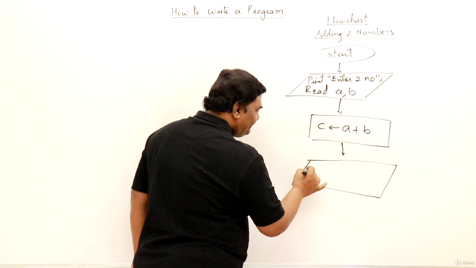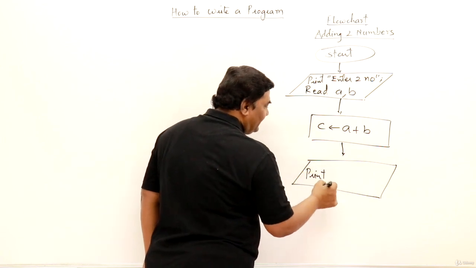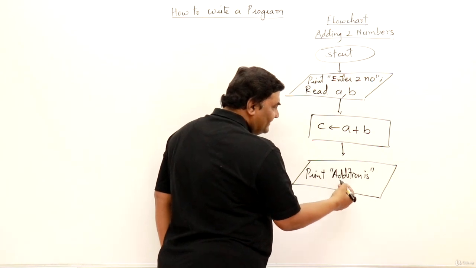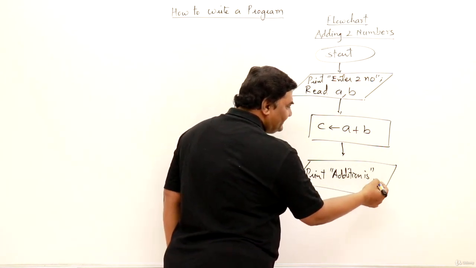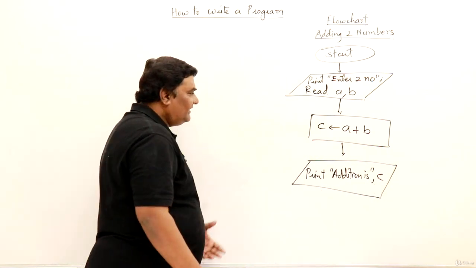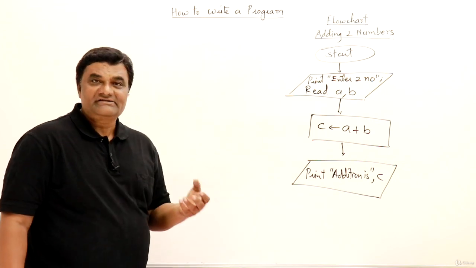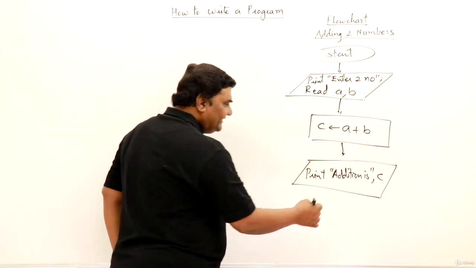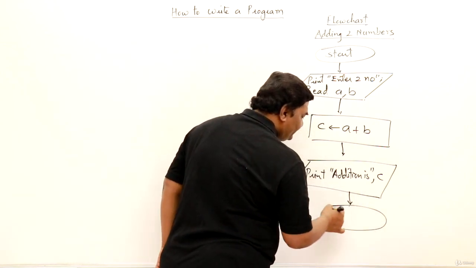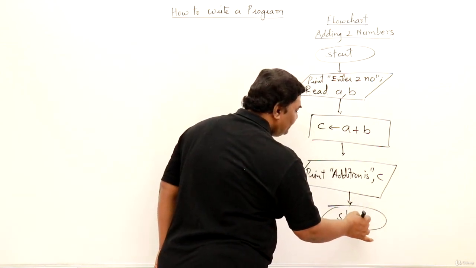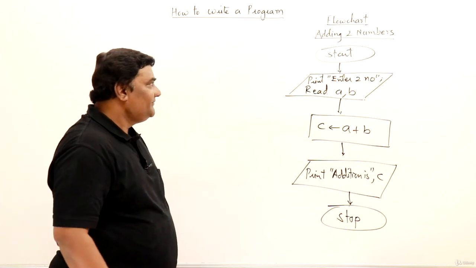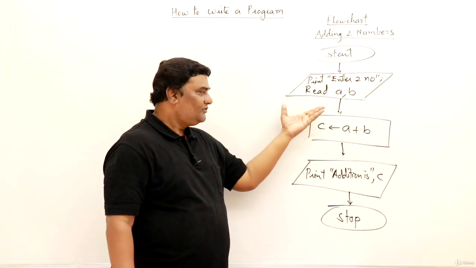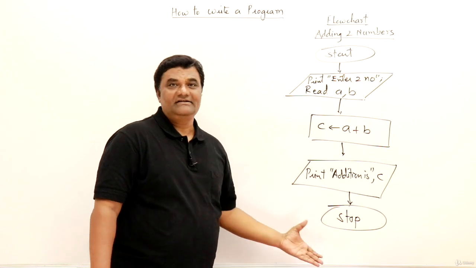So here I will say print "addition is" in quotes. This is in quotes because it's a message, then comma C. So it will be saying addition is, then the result, whatever the result is, that is there in C. Then next is the end of this procedure. So this is stop. So for that, oval is the shape we use, or ellipse is the shape we use. So start, take input, process, give output and end.